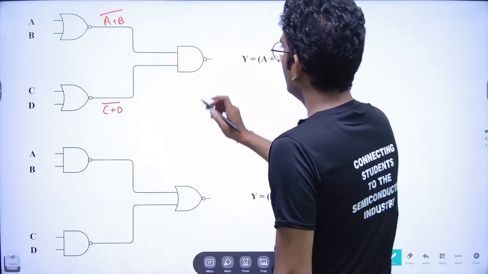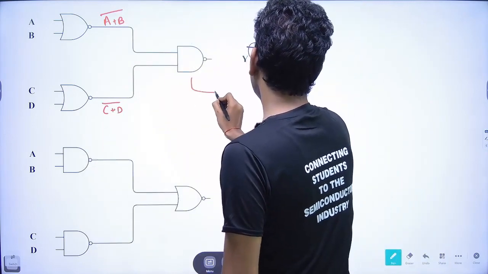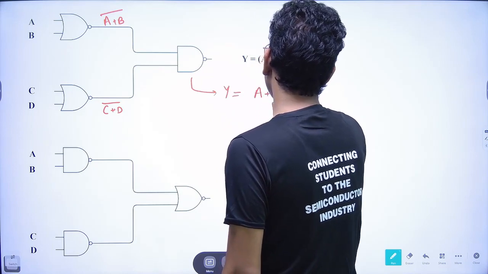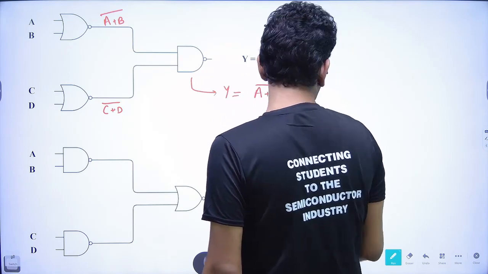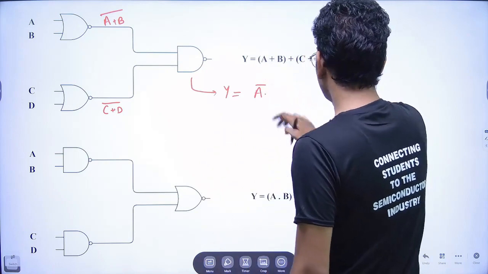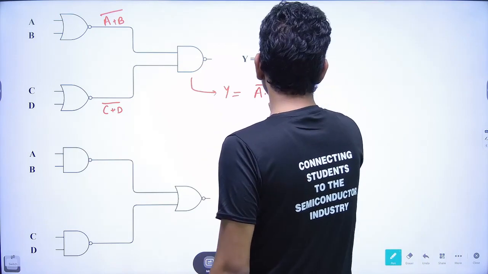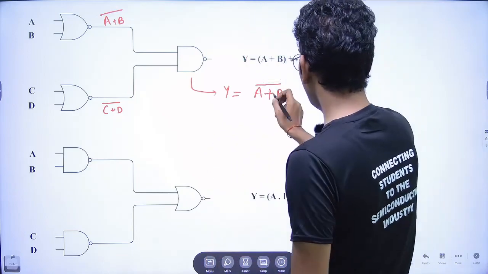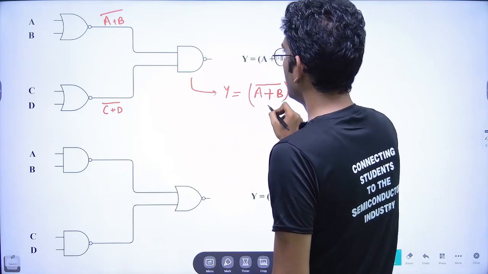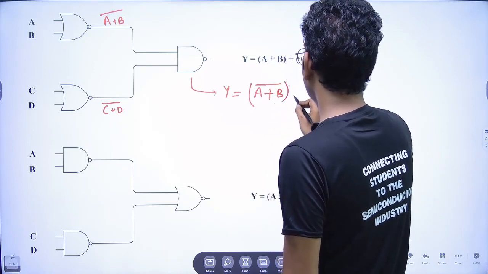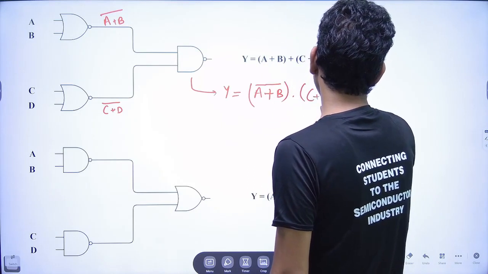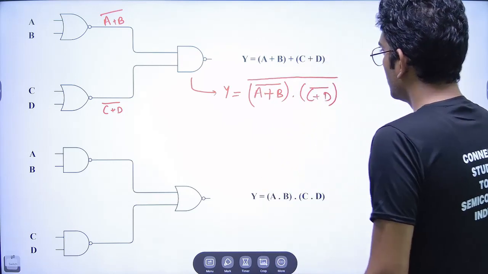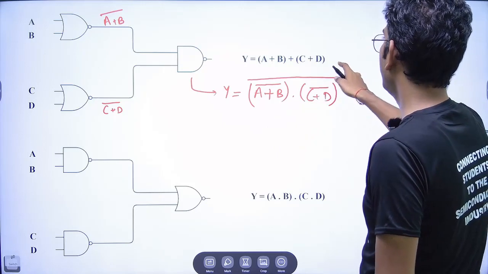Fine. Now this is a NAND gate. So what we will get? Y is equal to ((A plus B) whole complement) and ((C plus D) whole complement), and whole complement of this. Fine. So now we will solve this expression and we will get this.